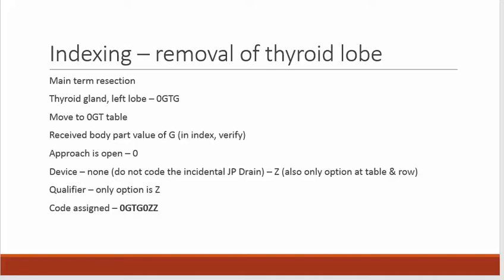We move to the 0GT table. Our approach is still open, so it's 0. We do not code the JP drain, and we have only one option for qualifier, which is Z. So our final code is 0GTG0ZZ, and the root operation for this particular removal of the thyroid lobe on the left is resection.